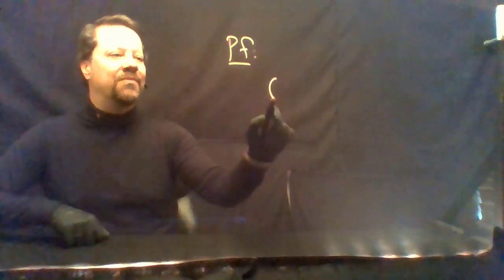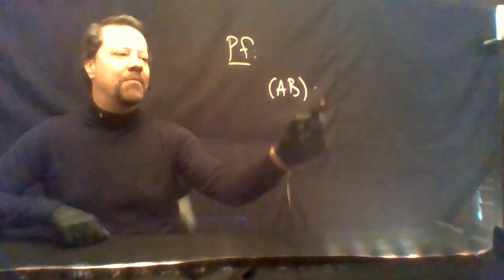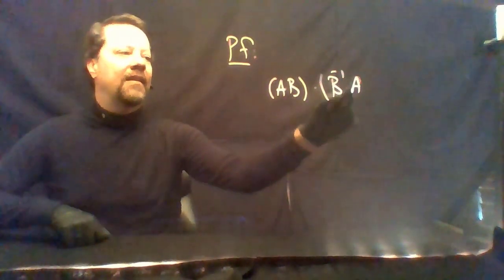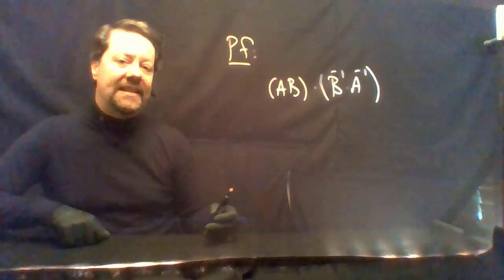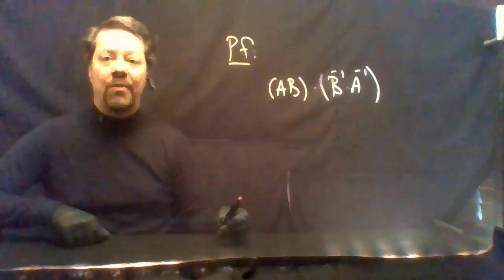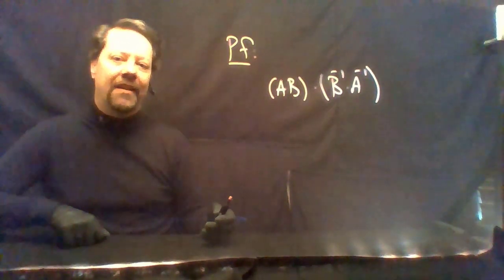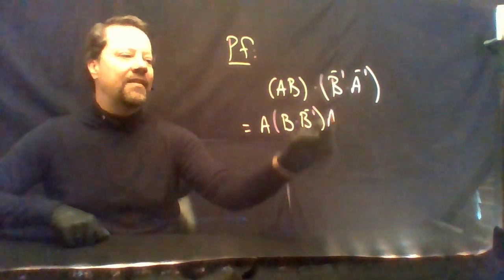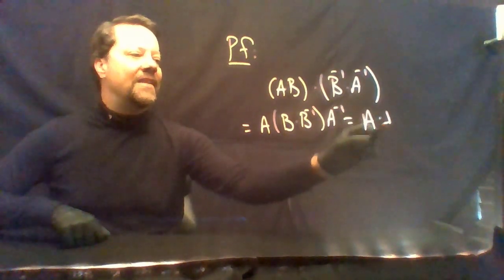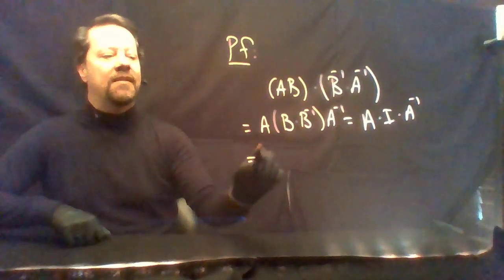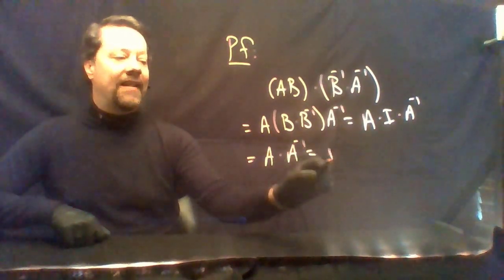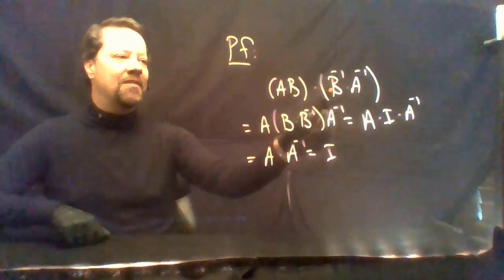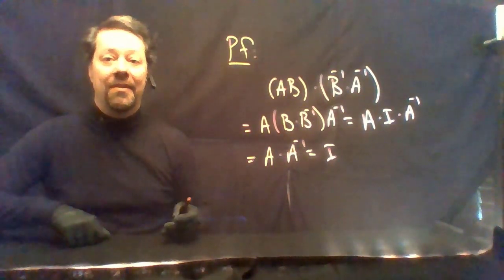To prove the invertibility of the product AB, all we have to do is exhibit an inverse. Here's what we'll do. We'll take AB and multiply it by B inverse A inverse. If we can prove that this is the identity matrix, then B inverse A inverse will be a right inverse to AB. We'll have to check the left inverse side as well. By the associative law, we can rewrite this as A times B B inverse A inverse, which is A times the identity times A inverse. That's A times A inverse, and that's the identity. That proves that B inverse A inverse is a right inverse to the product AB.